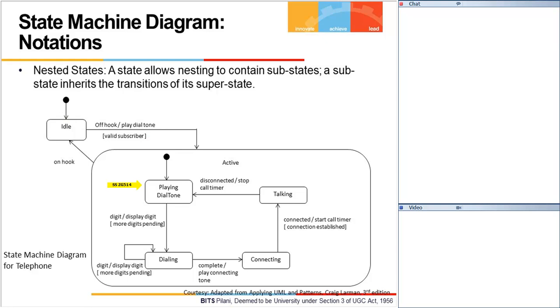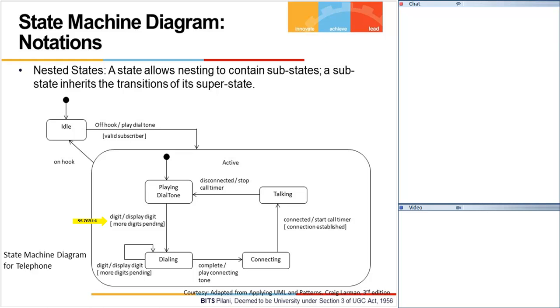So it's a playing dial tone state, and unless and until you do any stimulus, it remains in that play dial tone state, right? Okay, then what's happening? There's a transition. Okay, what is the transition? Not a transition, there is an event. What is the event that happens?